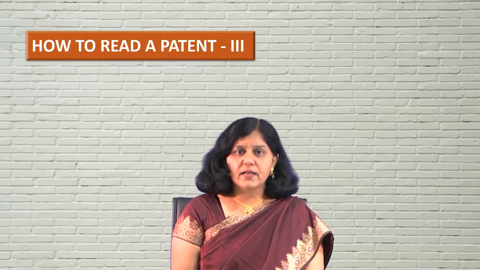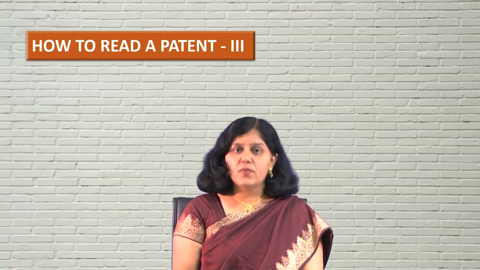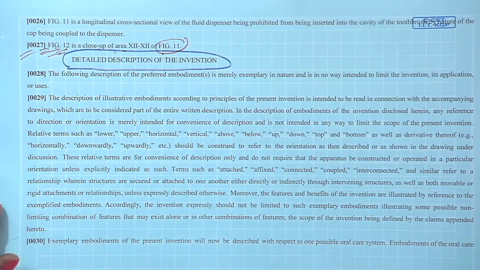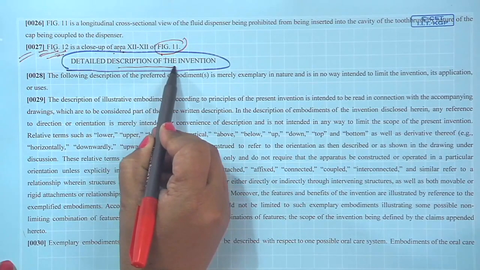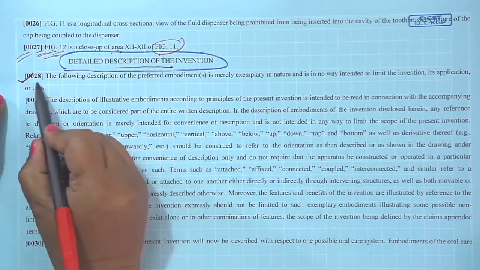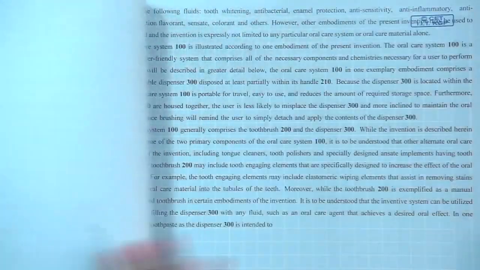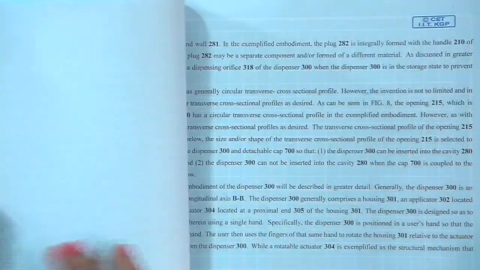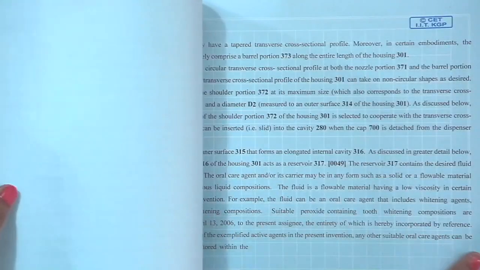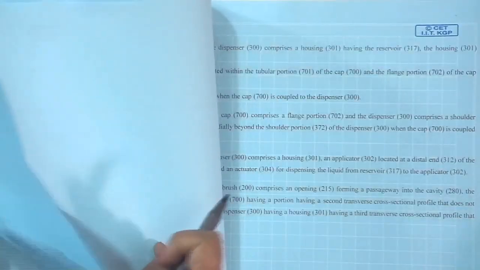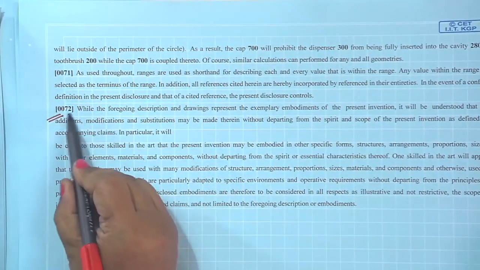So, let us see how it is described in the reference document. Check here, this is the detailed description of the invention, and you can see it starts from the 28th paragraph and continues through many pages explaining the detailed description of the invention, ending here at paragraph 72.